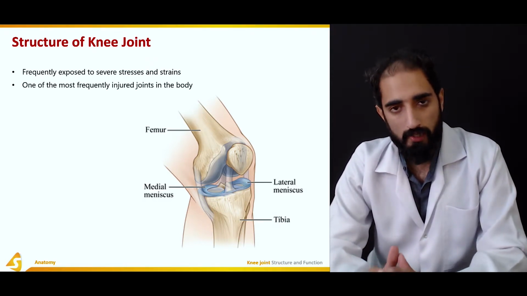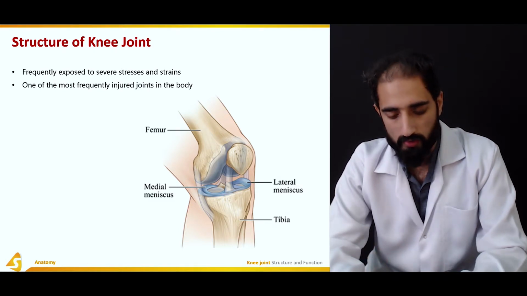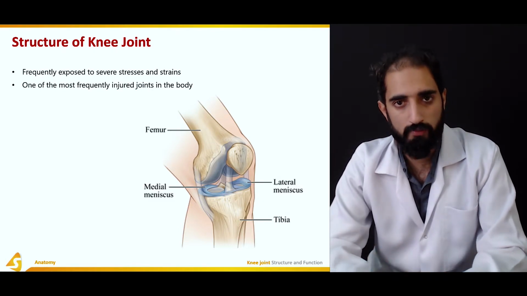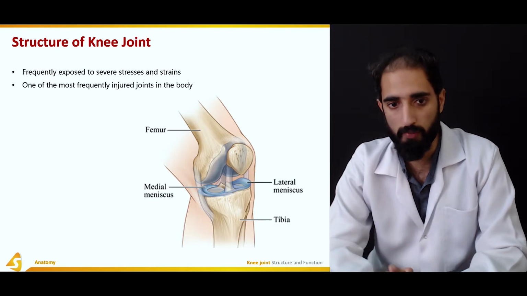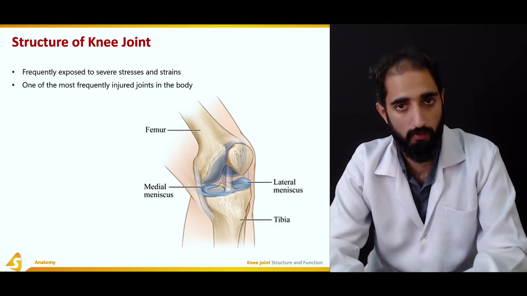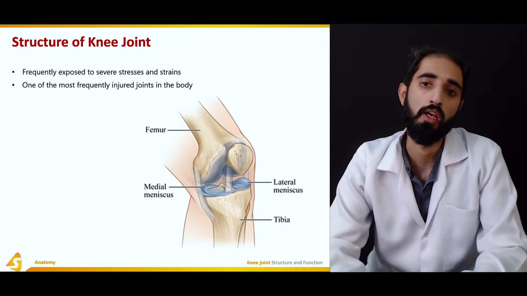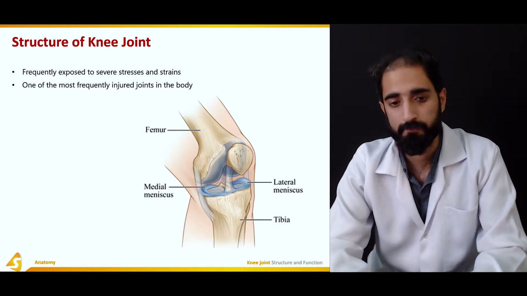As I already mentioned, it is one of the biggest joints of the body, and it is involved in ambulation and gait and also weight bearing. So it is one of the most frequently injured joints in the body, and it is also one of the most weight bearing joints in the body.